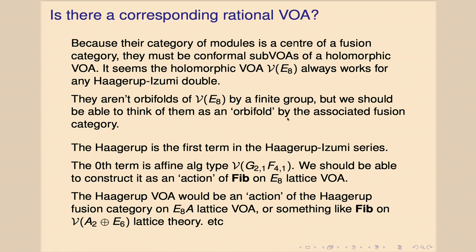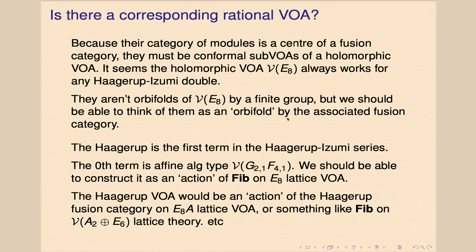The answer to your suspense question is that there's an extension of this, so this is actually a sub VOA of the A2 plus E6 lattice theory. And so it's one rank. The kind of thing that you're doing to get G2 F4 from E8 is the kind of thing that you have to do to A2 E6 to get the whole group VOA.